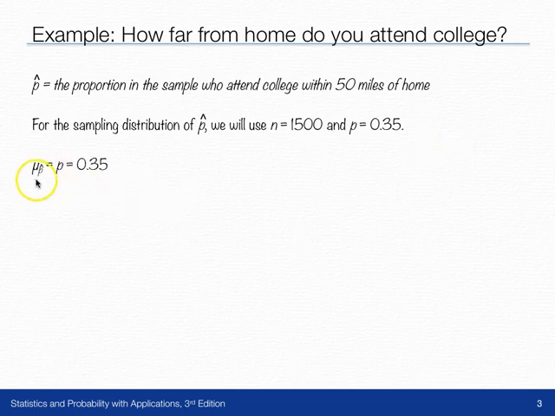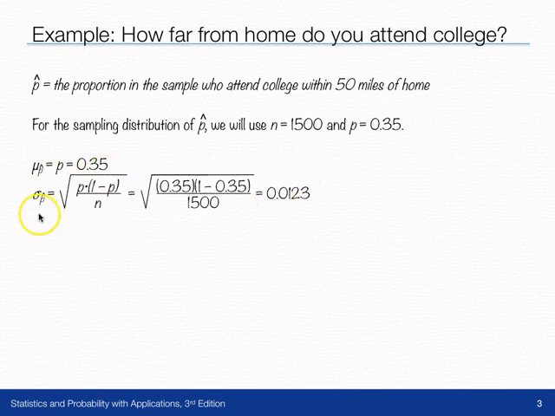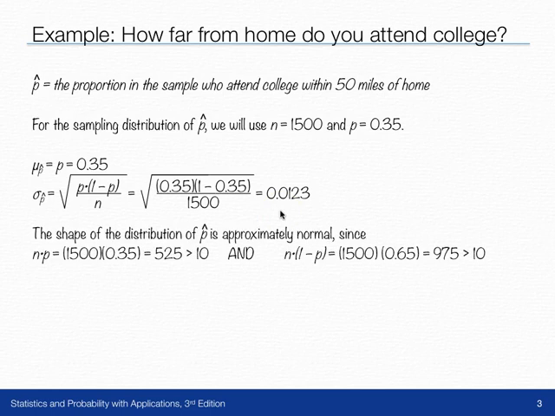The mean of all the different p-hats that we could get is p, which is 0.35. The standard deviation of all the p-hats is the square root of p times 1 minus p over n. And so we substitute in the appropriate numbers here, 0.35, 1 minus 0.35, and 1,500. Take the square root of the whole thing, and we end up with 0.0123. And the shape of the distribution of p-hat is approximately normal.